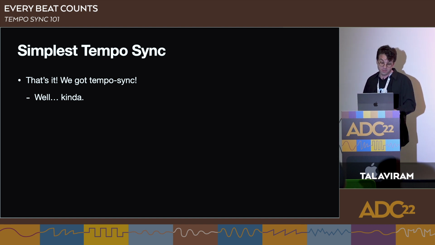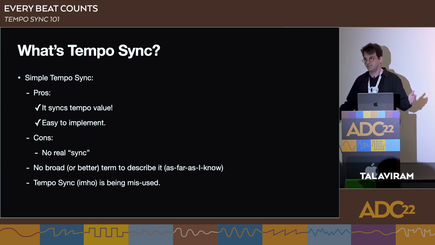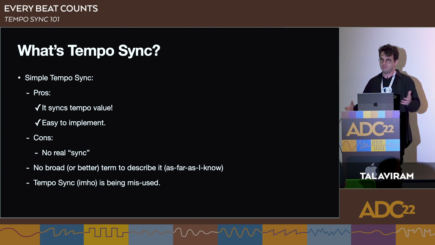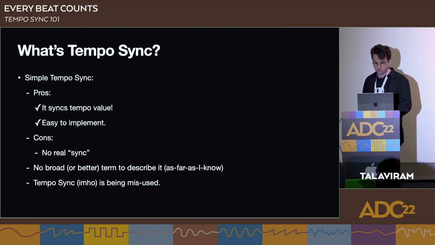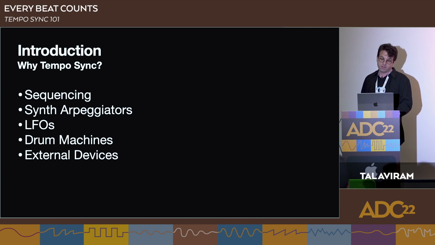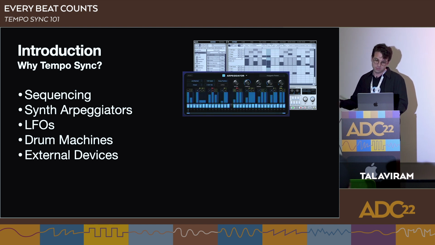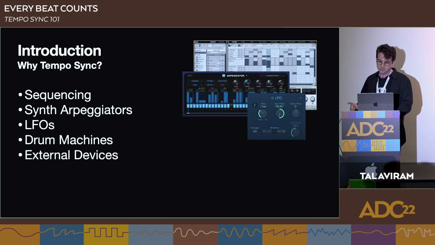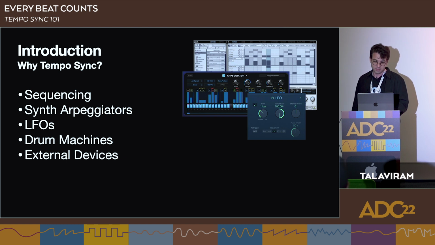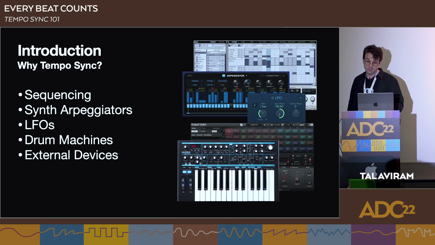That's the entire talk. No, it's not really, because usually when we talk about tempo sync, it's a really misleading name. I Googled and tried to find a better definition. I think it's more musical sync: understanding the musical context and being able to follow it. Why is it useful? You want to sequence things, you want arpeggiators and you want them to be on time. LFOs can also sync. They can sometimes even use the simple way, but it depends on your use case. Drum machines, of course. External devices, of course.